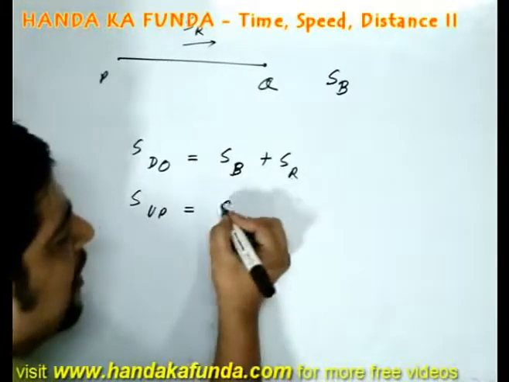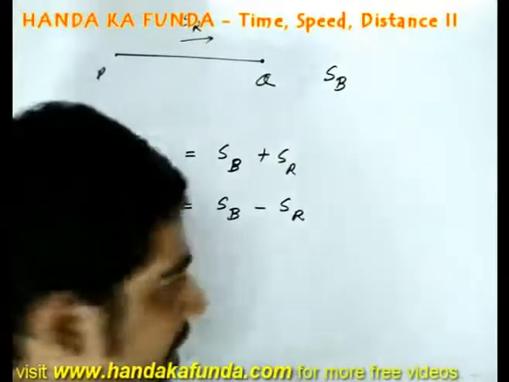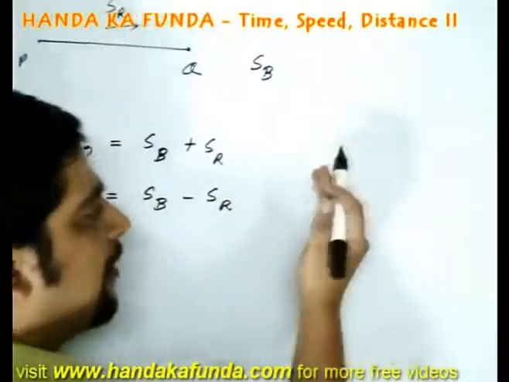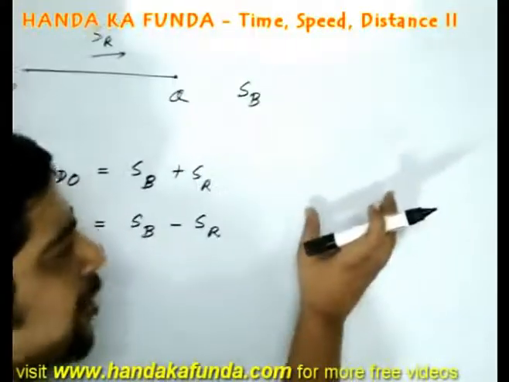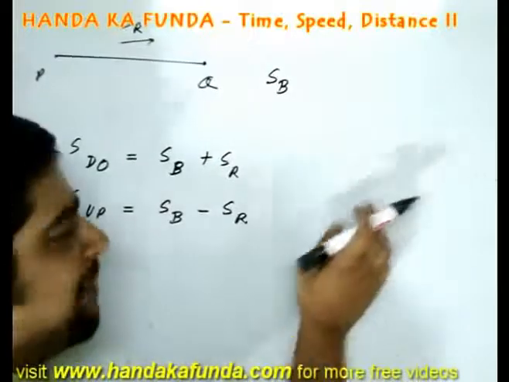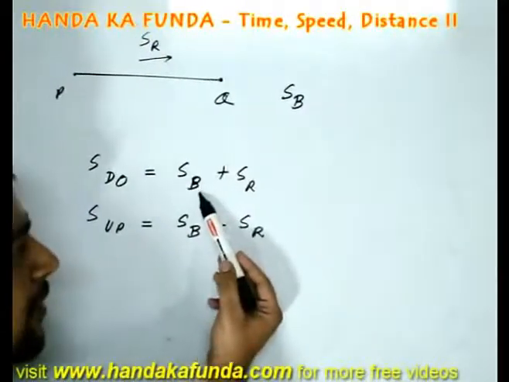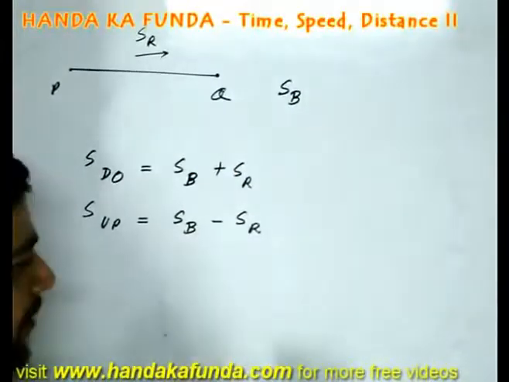The upstream speed will be given by speed of the boat minus the speed of the river for the same reason. The boat on its own can go for 8 meters. It will come back by 2 meters because of the river flow, and the actual distance it will gain is going to be 8 minus 2 or 6 meters. So if I am given the speed of the boat in still water and the speed of the river, I can find out the downstream and upstream speeds.